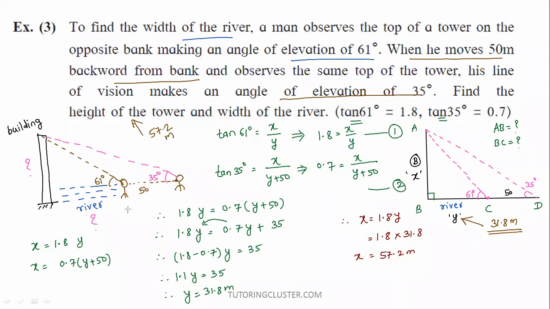So this is how you have to approach the given examples. The wording and the example will be easy. Just try to visualize the building, then the river, where the man is standing, how he is moving backward, what the angles of elevation are, and then the angle of depression. See, 61 degrees is again an angle with respect to the horizontal. So this is how we have to solve. Now, let us see the next example.